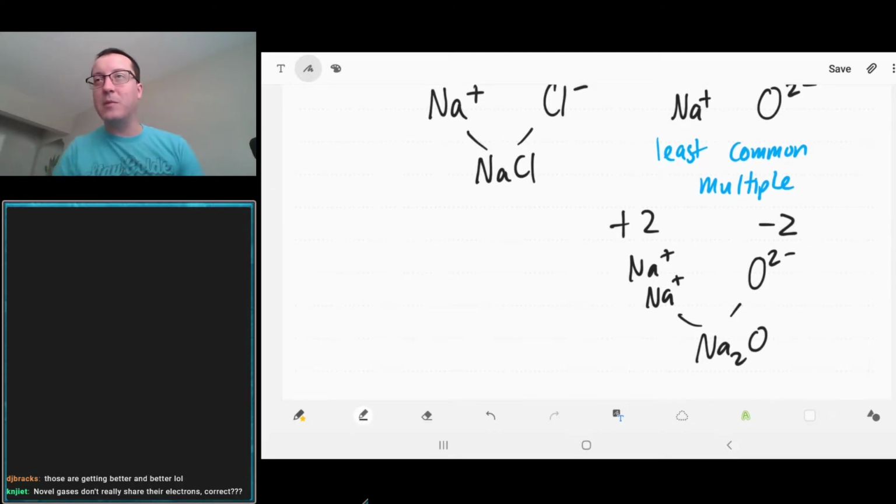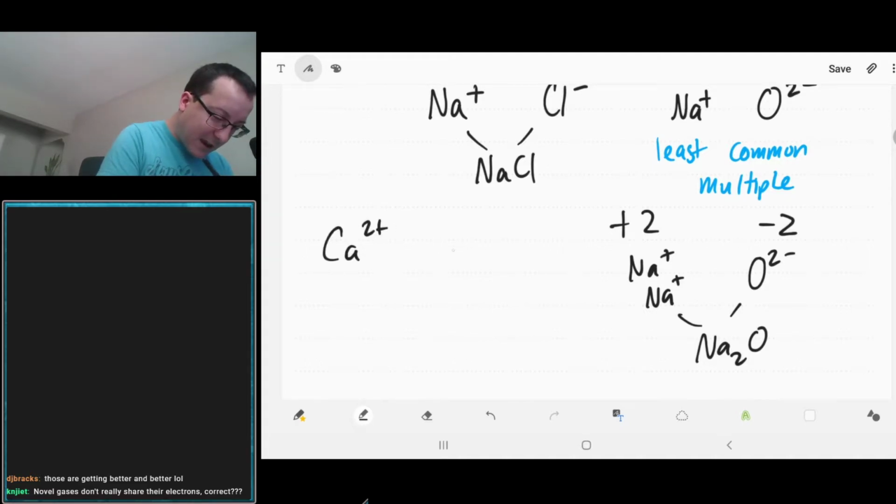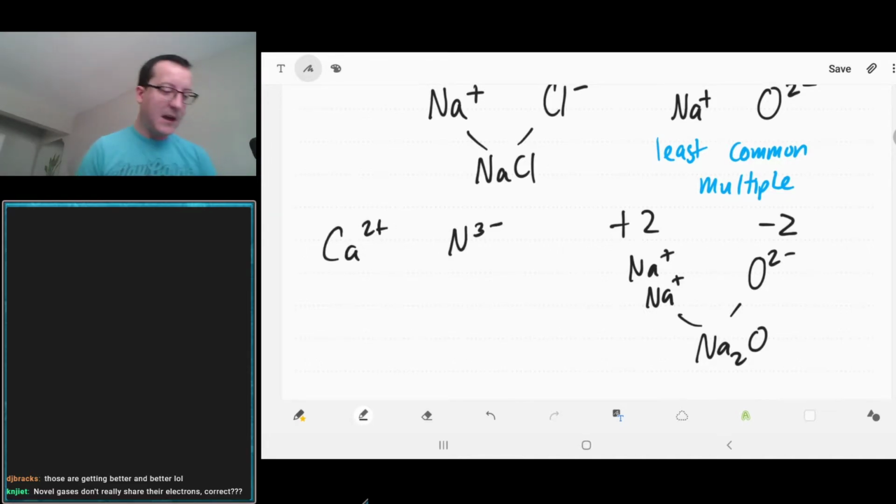Again, this one may have been super obvious to you. You see one of them is twice as big as the other. You're going to need 2 times as many to balance it out. Things can get a little bit more complicated when we have bigger charges, but the process is the same here. If we look at the least common multiple, as in what's the smallest number divisible by 2 and 3, that's going to be 6, right? So our least common multiple is 6.